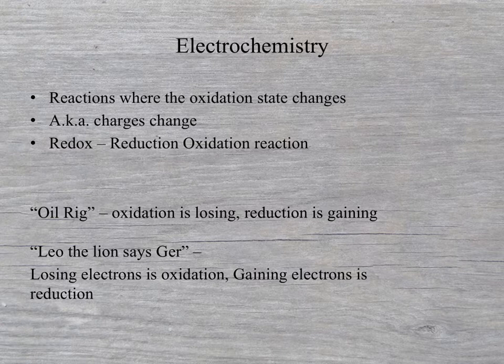So that means that the element that loses the electrons is being oxidized and the element that is gaining electrons is being reduced. LEO says GER: the LEO portion is losing electrons as oxidation, you can see the L, the E, and the O is the LEO, and the GER says gaining electrons is reduction. So pick one of the two mnemonics and be able to understand by looking at a reaction which one is gaining electrons and which one is losing electrons.